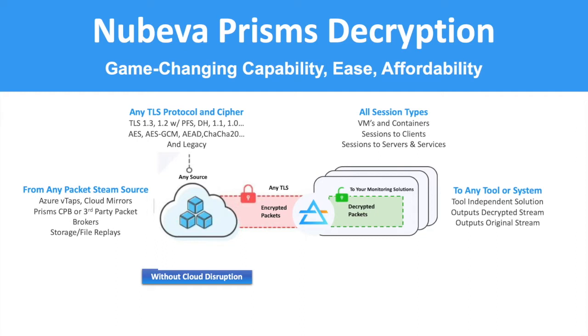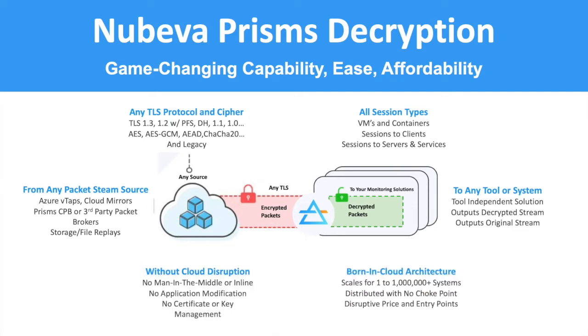We can take a packet capture from any stream, whether that's an Azure VTAP or any other potential mirror in the cloud, third-party packet broker, or even Nubeva Prism's cloud packet broker, or a file replay. Doesn't matter. We take those encrypted packets and we can send them to any tool or to any system. It's completely independent of any tool, and it's going to output an original encrypted stream as well as a decrypted stream for your inspection. Finally, all of this is done without a man in the middle, no application modification, and no certificate or key management.